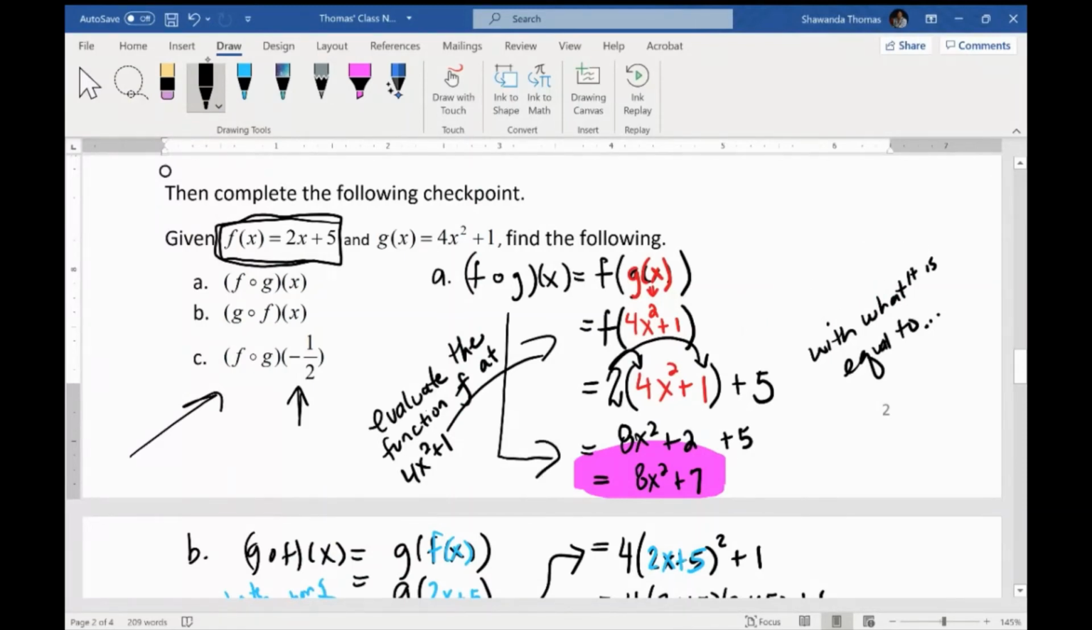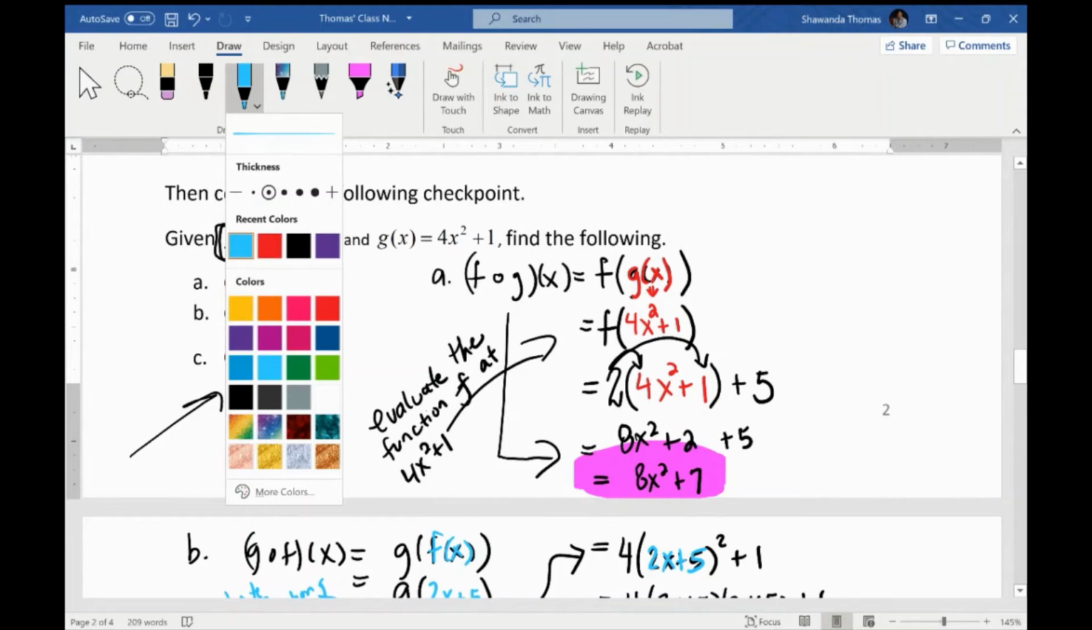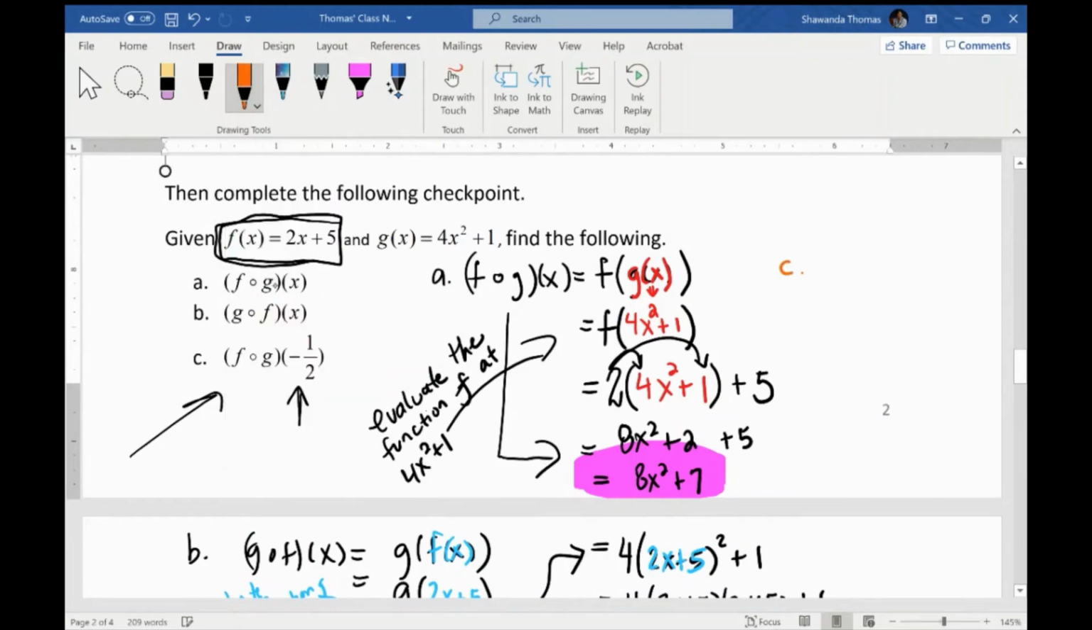So for C, I'm going to erase this on the side over here. Change color to something else. For C, if f of g of x equals 8x squared plus 7, then f of g of negative 1/2 will equal what?